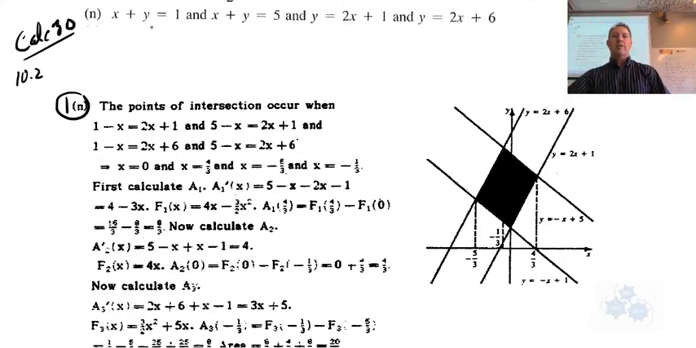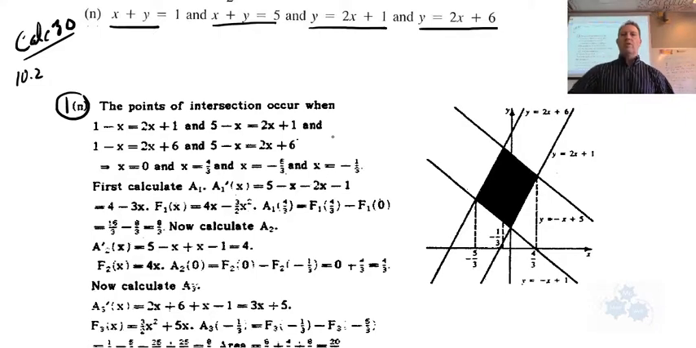We've got x plus y equals 1. We have x plus y equals 5. And actually there's 4 lines, I guess: y equals 2x plus 1, and y equals 2x plus 6. So these are the 4 lines that we want to find the area between.